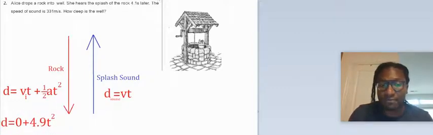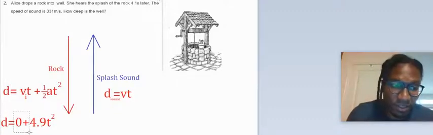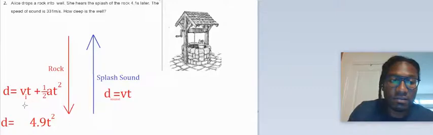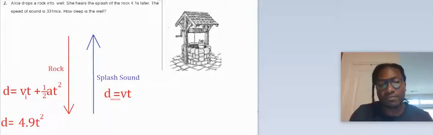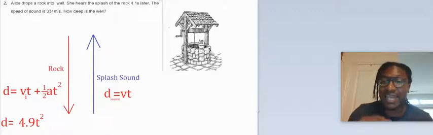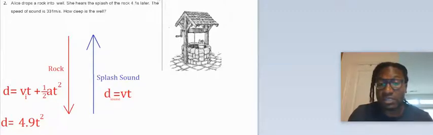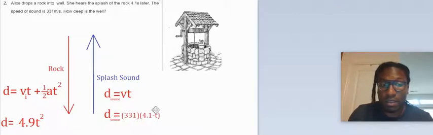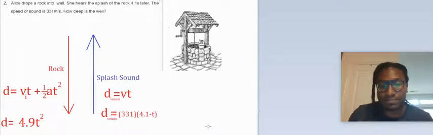So that's the formula that we have. We could simplify this a bit. Let's get rid of this. Now we're just dealing with this portion right here. Okay. Now let's talk about the sound wave. The sound wave has to travel up the same distance. So keep in mind, this d and this d are the same. We know the speed of sound. The t is the tricky part. We don't know how long it takes for the sound wave to travel back up, but we do know that the total time is 4.1 seconds.